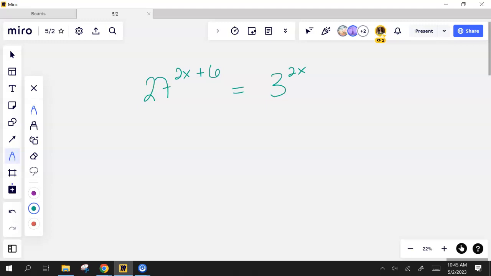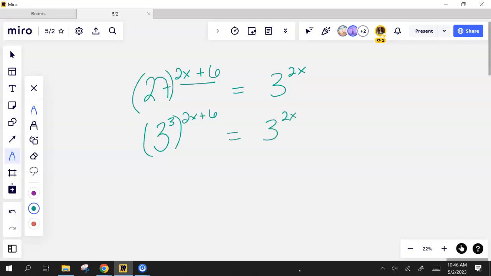You can only solve these when you have the same base on both sides. What is your base going to be? Why not make it 3? I agree. 3 to the what power is 27? Third. But look, here's where this one gets harder. There's already an exponent here, right? So this is going to be 3 to the third, and then 2x plus 6 equals 3 to the 2x.